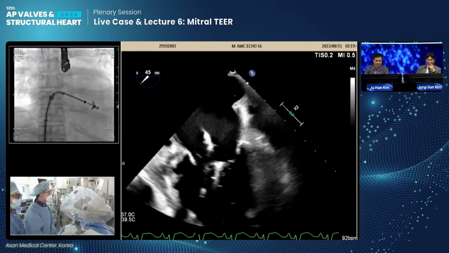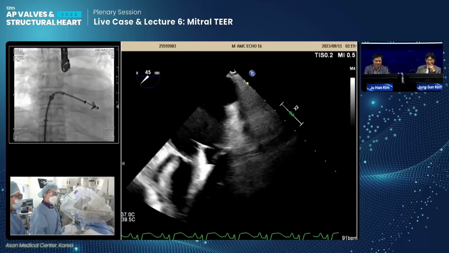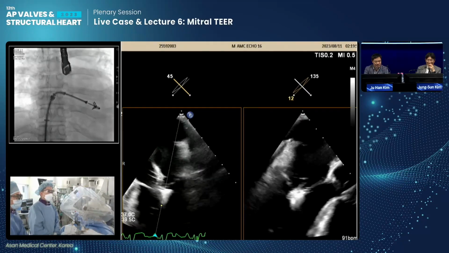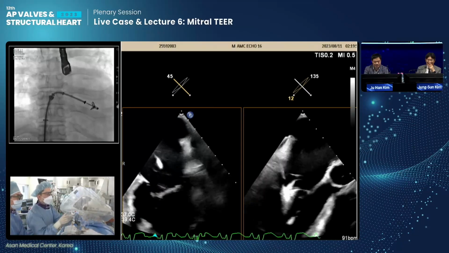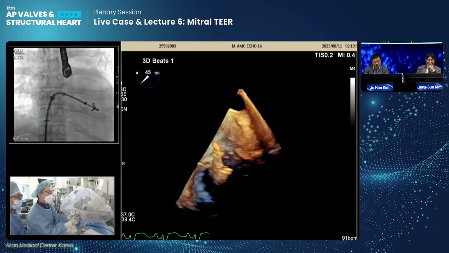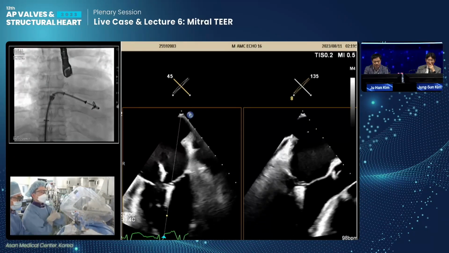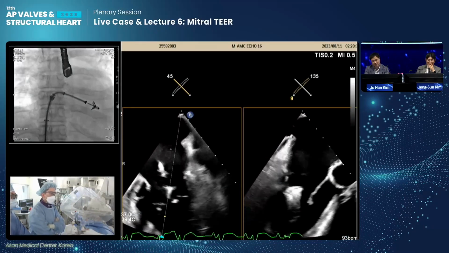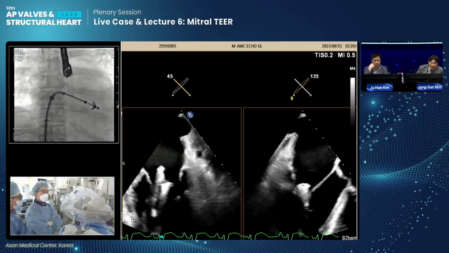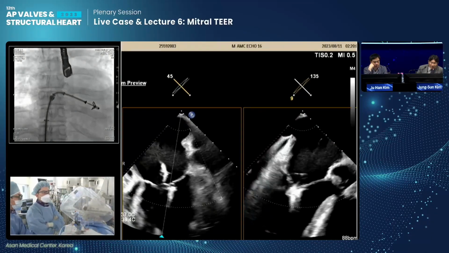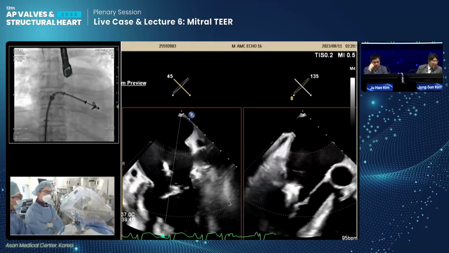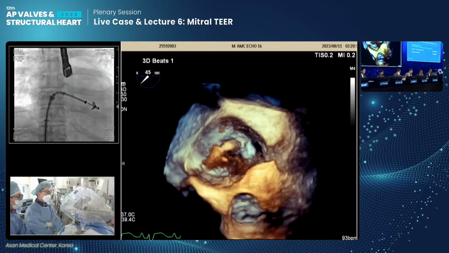It's a very hard time for Professor Kim. Actually, no assistant right now. Can you check the angle again? Because we cannot clearly visualize the leaflet angle. Sometimes echo is really difficult. You know, TEER is really an echo-guided procedure.